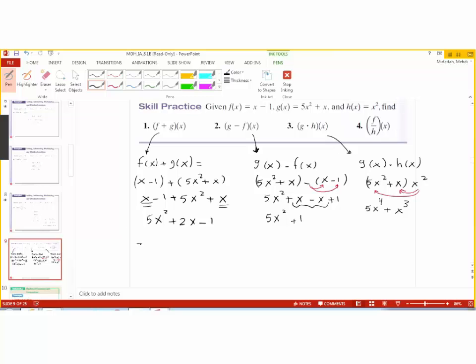For number 4, this means f of x over h of x. So f of x is given to me as x minus 1. H of x is given to me as x squared.